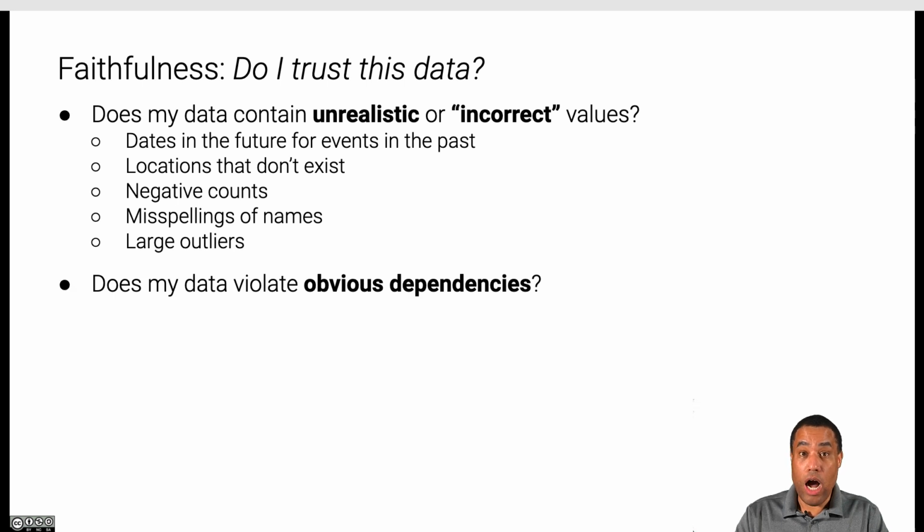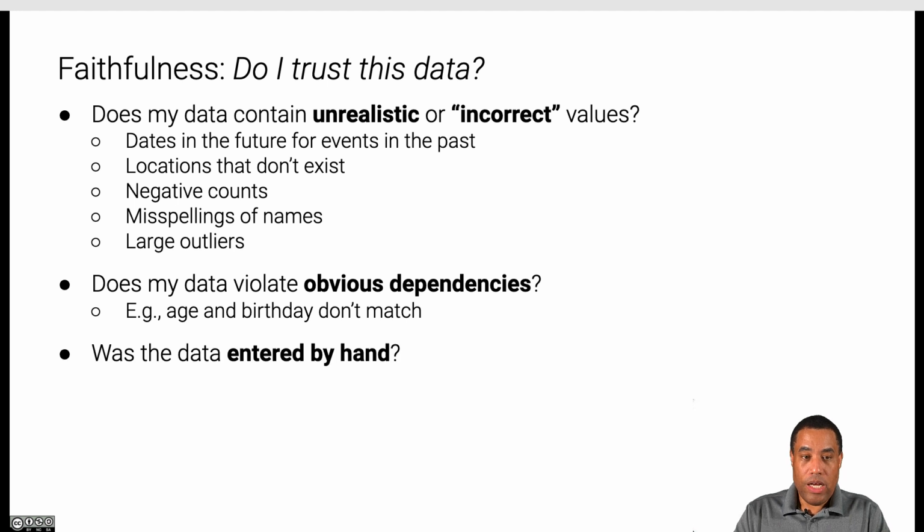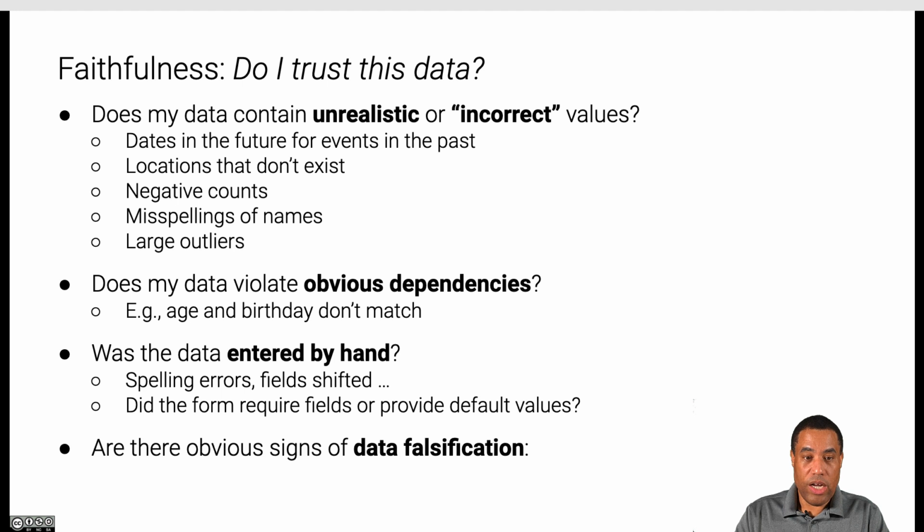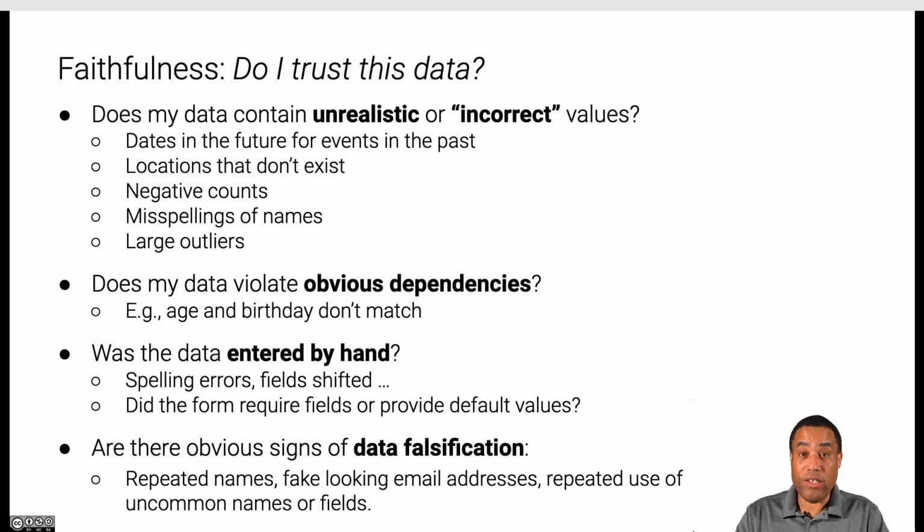Does my data violate obvious dependencies? For example, if I have an age field and a birthday field and they don't match, one has to be wrong. Either the age or the birthday data has to be incorrect. A very important question to ask is, was the data entered by hand? If it's entered by hand, there might be spelling errors, there might be fields that are shifted, and so on. Did the form require the fields to be input, or does it provide defaults, and the person can just hit enter to skip through the defaults? Are there obvious signs of data falsification? For example, repeated names, or fake looking email addresses, or repeated uses of uncommon names or fields.